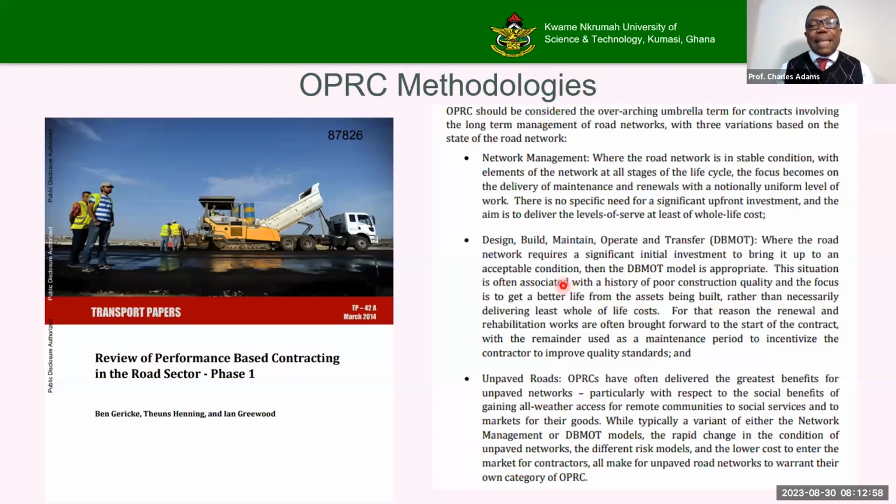Now, we can also do design, build, maintain, operate, and transfer, where the network requires significant initial investment to bring it up to an acceptable condition. So you have a road, you want to improve it, or you want to rehabilitate it. So you could use this, and they use the DBMOT model. Now, this situation is often associated with a history of poor construction quality, and the focus is to get better life for the assets being built, rather than necessarily the whole life cycle cost.